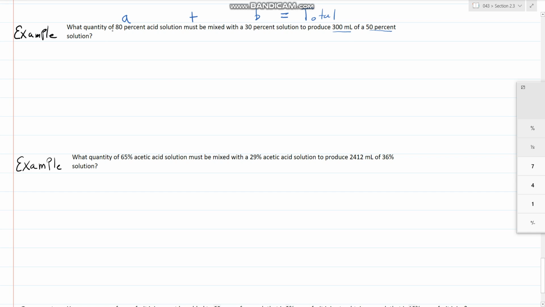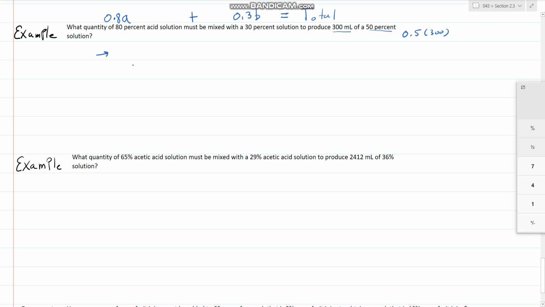So we're asked what quantity of the 80% solution must we mix with a 30% solution to equal 300 milliliters at 50%. All right, well, with an 80% solution, that's like 0.8, right? 80% per 100, 80 divided by 100 is 0.8. The 30% solution, okay, well, that's going to be 0.3, okay? 30 divided by 100 is 0.3. Now we have A plus B equals the total. The total is going to be 0.5 times 300, okay?